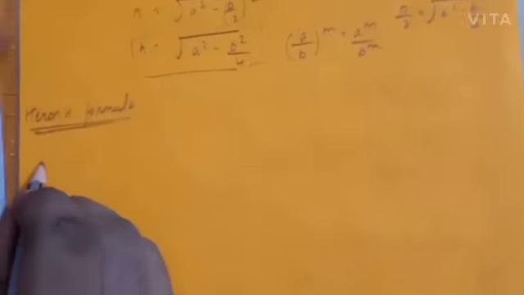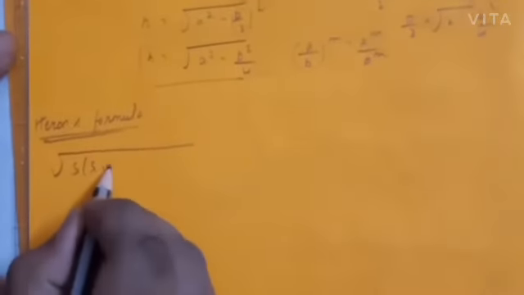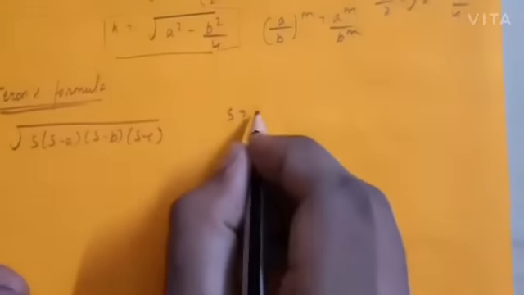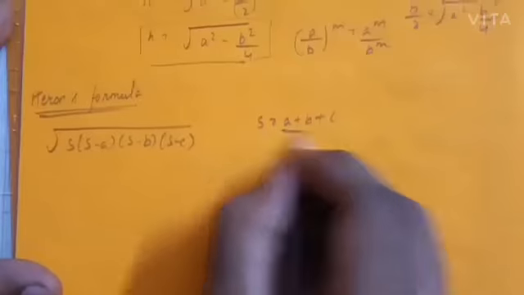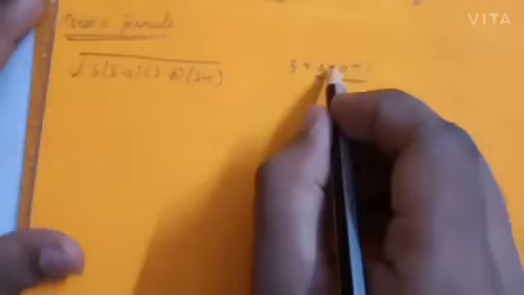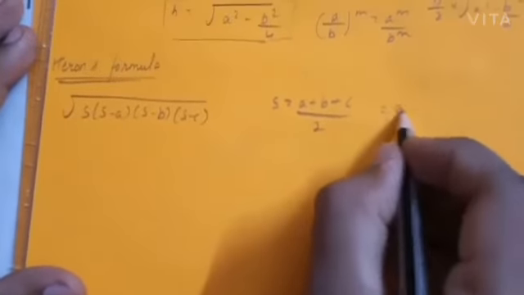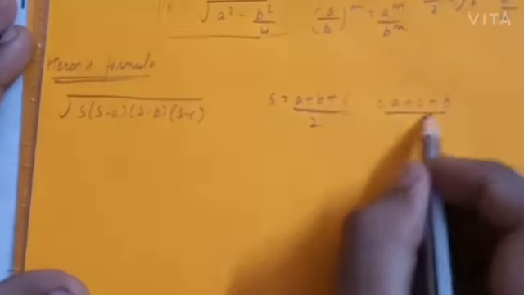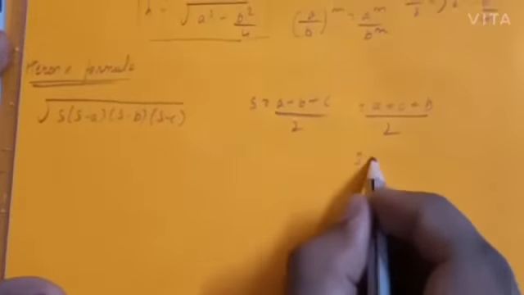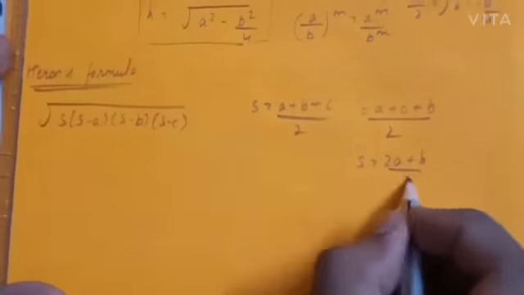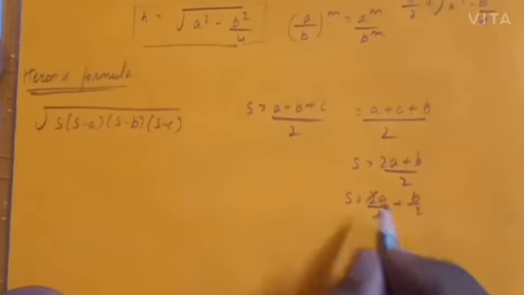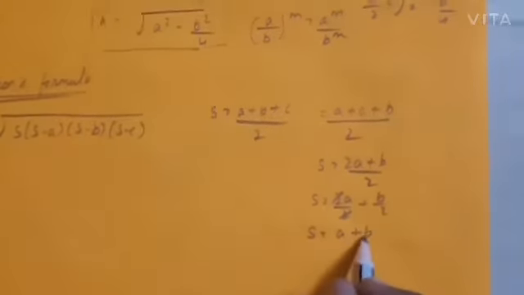Heron's formula is nothing but root over s of s minus a, s minus b, s minus c. Here s is (a plus b plus c) by 2, the sum of the three sides of the triangle divided by 2. As two sides are equal and the third side we name as b, s is equal to (2a plus b) by 2. When I break it, 2a by 2 plus b by 2. The 2 and 2 cancel, so s is equal to a plus b by 2.